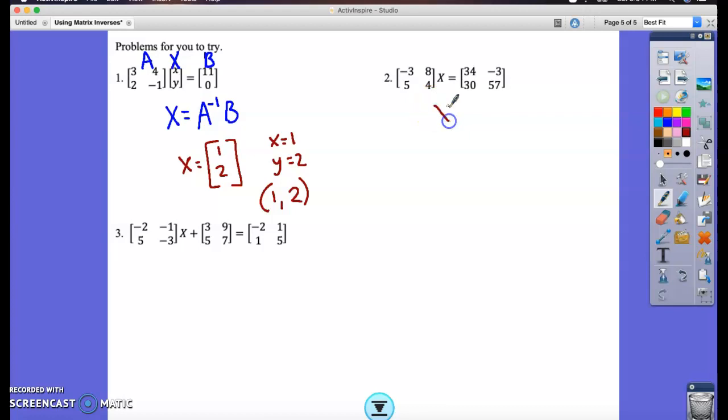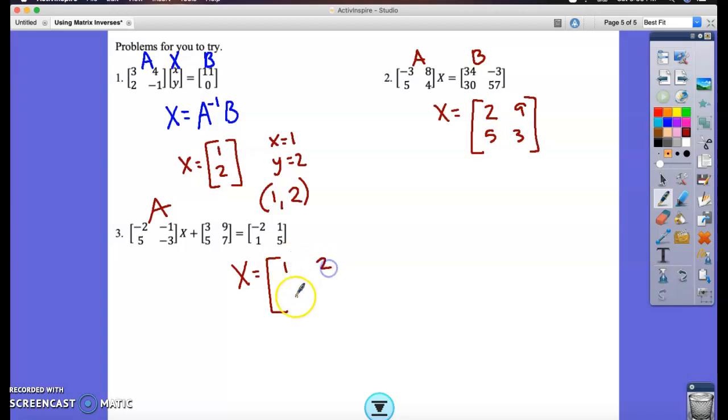My answer for number 2, if I do this, remember A inverse B, it should be 2, 9, 5, 3. And finally, the third one here, if you do this one correctly, this is going to be A. B is going to be this guy minus that guy. You should end up with, I made a fun matrix here, 1, 2, 3, 4.